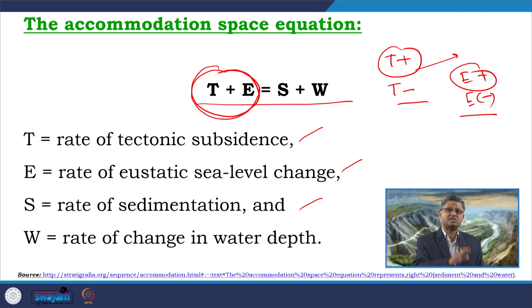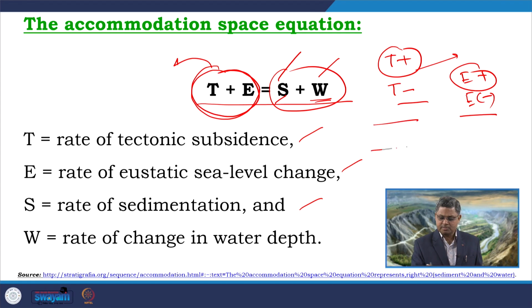Already in the previous class we discussed this combined effect of tectonic subsidence and relative sea level change and how it controls the base level and accommodation. So, the left hand side of this equation represents those conditions. The right hand side is the consumption of that space. We can get a complete consumption when S is very high, or the water depth is very high. So, when S is high, it will be consuming that space. Definitely W will be the remaining portion of that space.